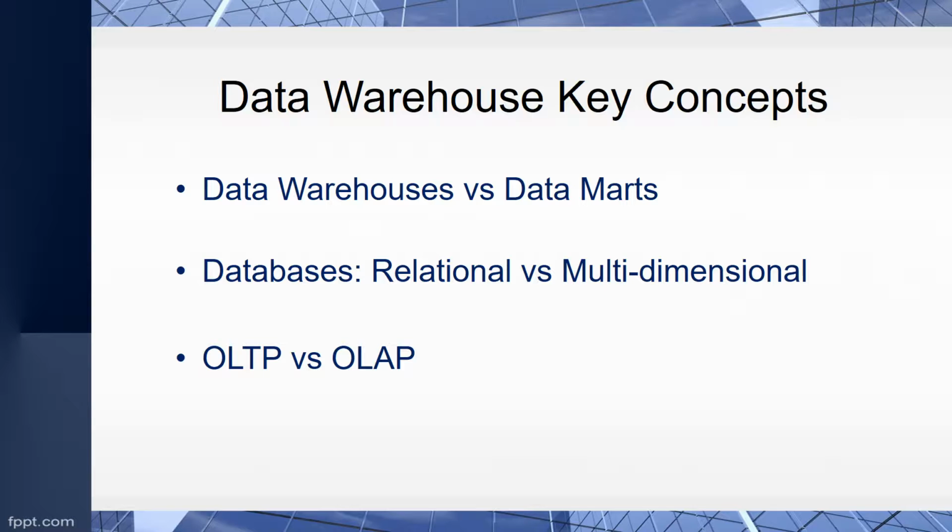The two major database architectures are the relational database and the multidimensional database. We will compare and contrast those. And since this class focuses much of its time on the data itself, we will also talk briefly about how we get data into and out of the database, namely OLTP, or Online Transaction Processing, and OLAP, Online Analytical Processing.